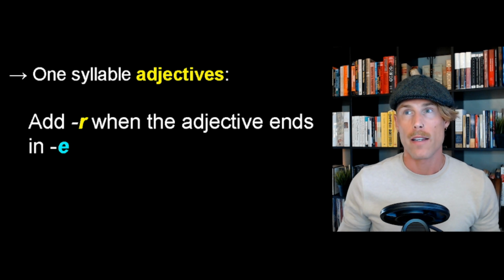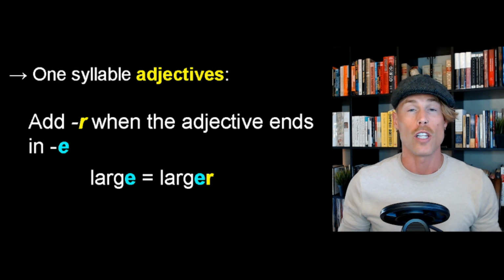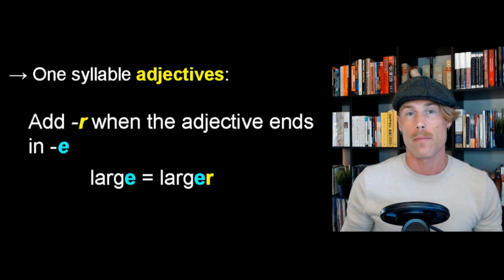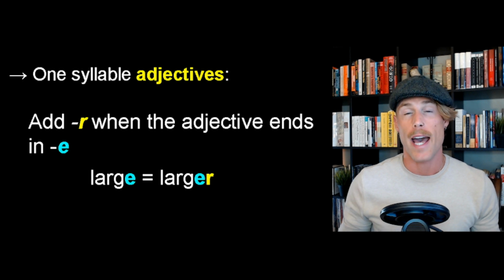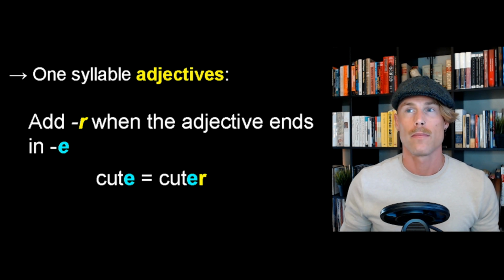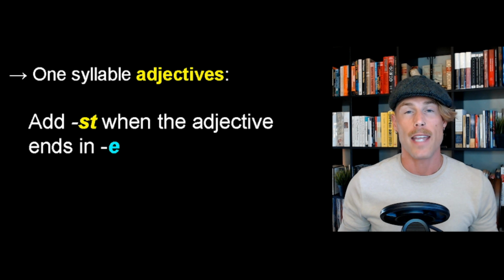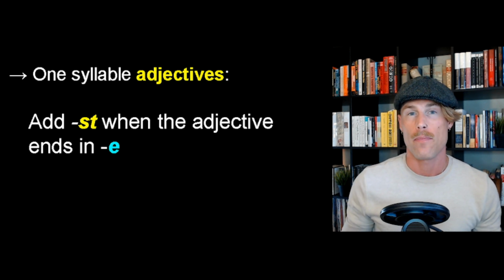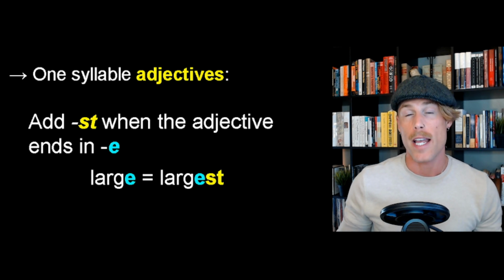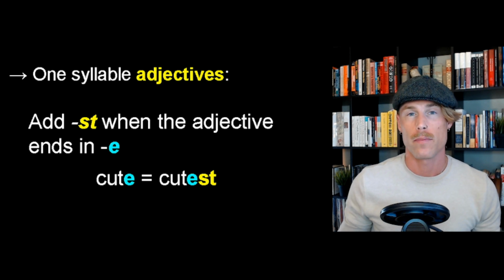Add r when the adjective ends in e. Large, larger. Just add r. Cute, cuter. Just add r. Add st when the adjective ends in e. This is for the superlative. Largest, cutest.